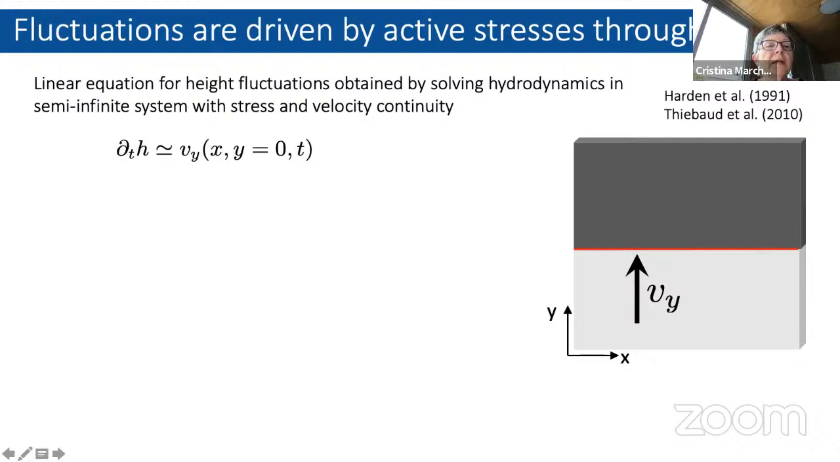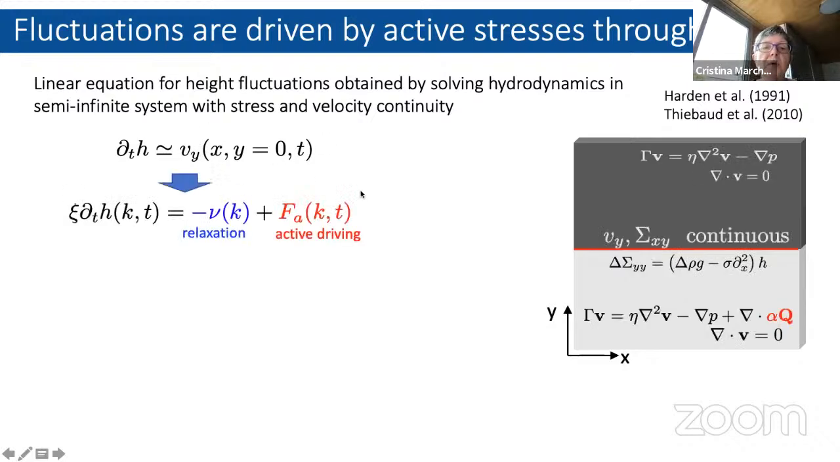So to calculate this velocity, we solve the coupled Stokes equations for the Newtonian fluid at the top and the active fluid at the bottom. We actually neglect the elastic stresses, so we only have active stresses here. These are incompressible fluids. We solve these coupled equations with boundary conditions that XY stresses are continuous, but there is a jump in normal stresses determined by gravity and by surface tension.